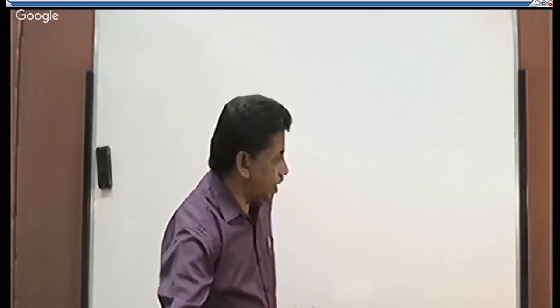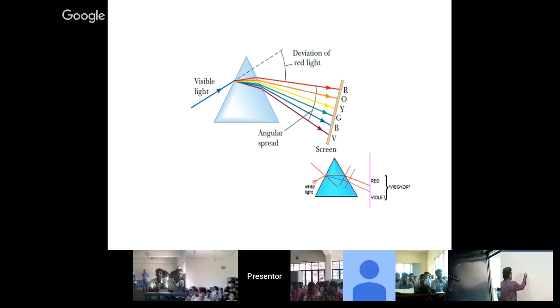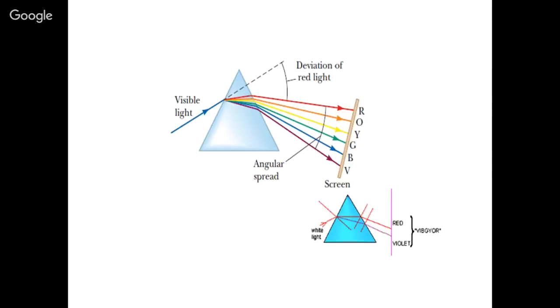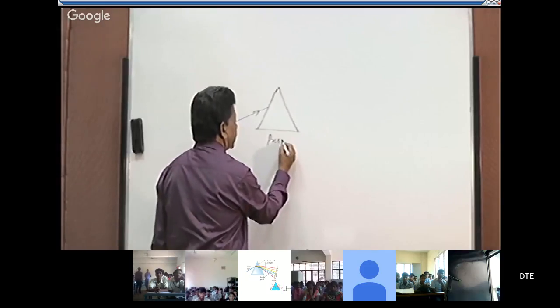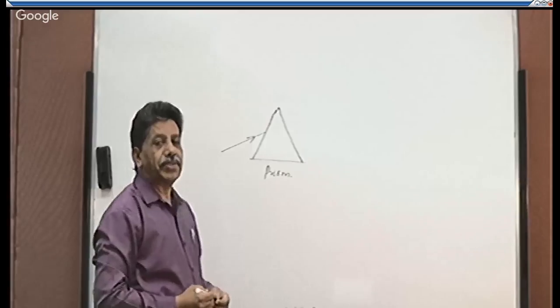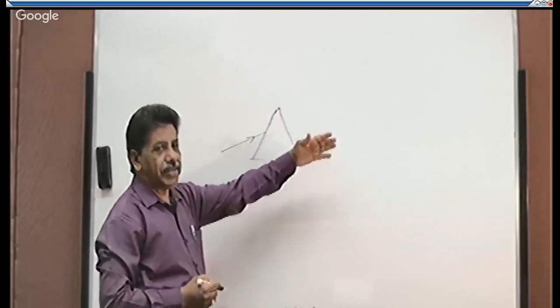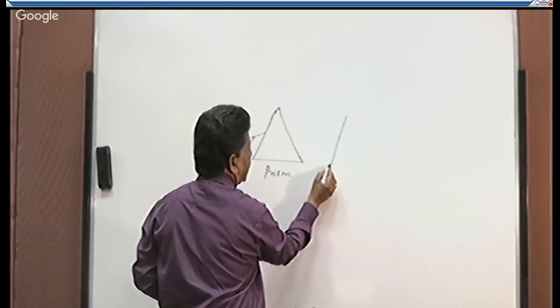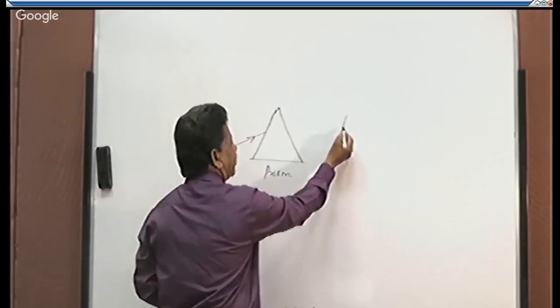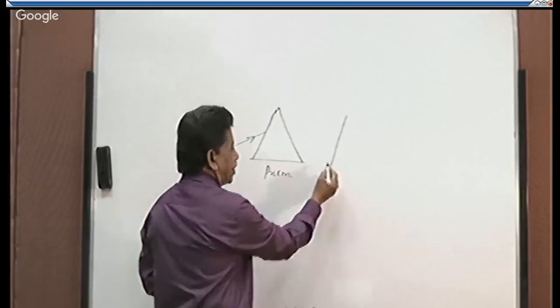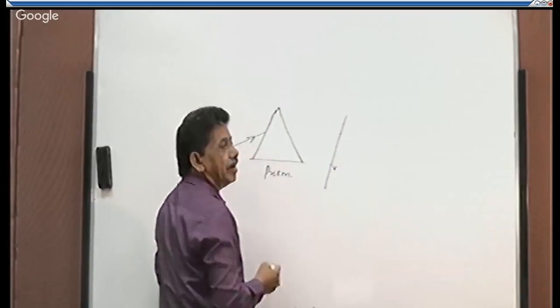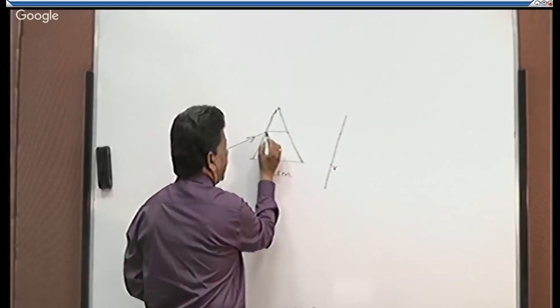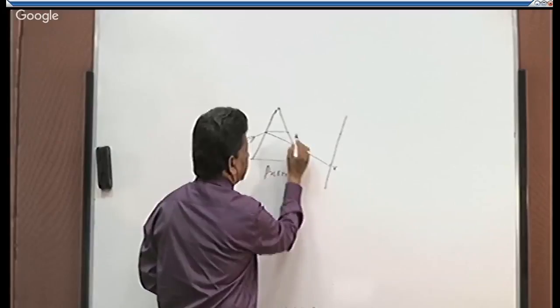In order to understand this electromagnetic radiation, first you are familiar with what happens when a ray of light, sunlight for example, is made to pass through a prism. When it passes through a prism, we know very well that on the other side, if we keep a screen, we get different colors. Somewhere here we have red, and at the other end we have violet. It is only because of the effect that we call dispersion.